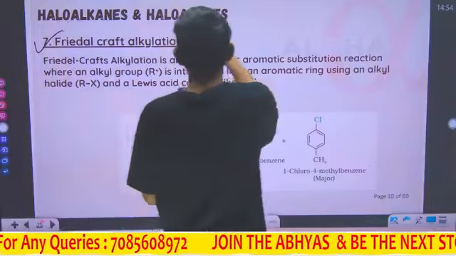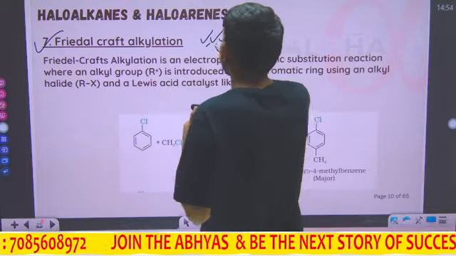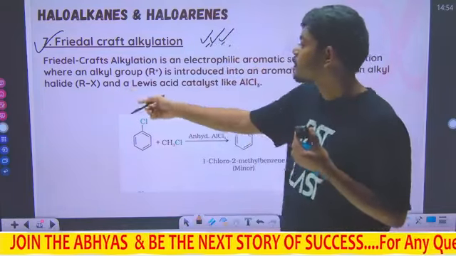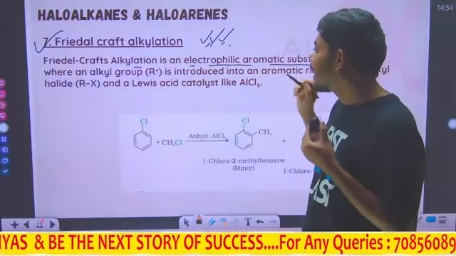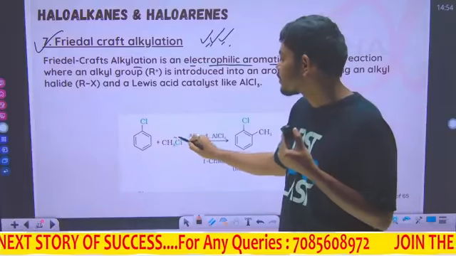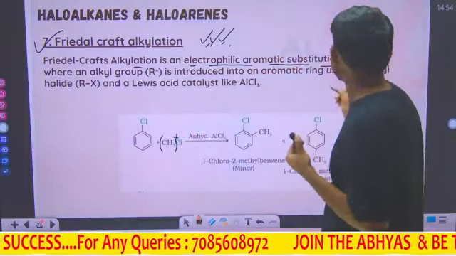This reaction is very common in your first chapter, second chapter, third chapter, your alcohol phenol, aldehyde ketone, and amine chapters as well. Friedel-Crafts alkylation is an electrophilic aromatic substitution. So what we get is an electrophile from here. This will be your electrophile. You know electrophile, nucleophile, I'm not going to discuss this.